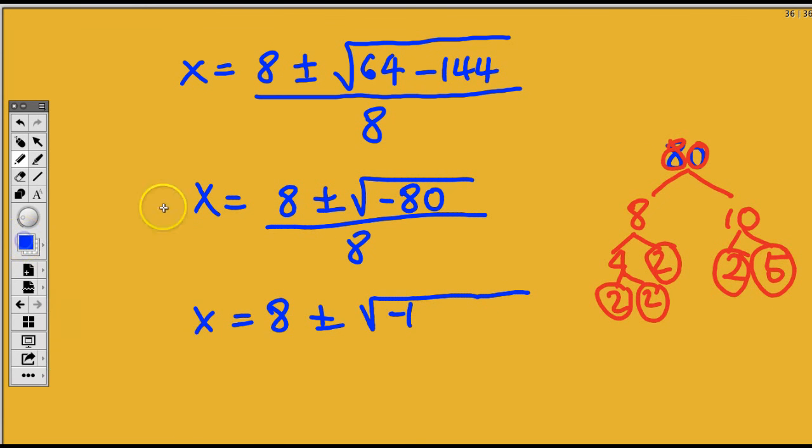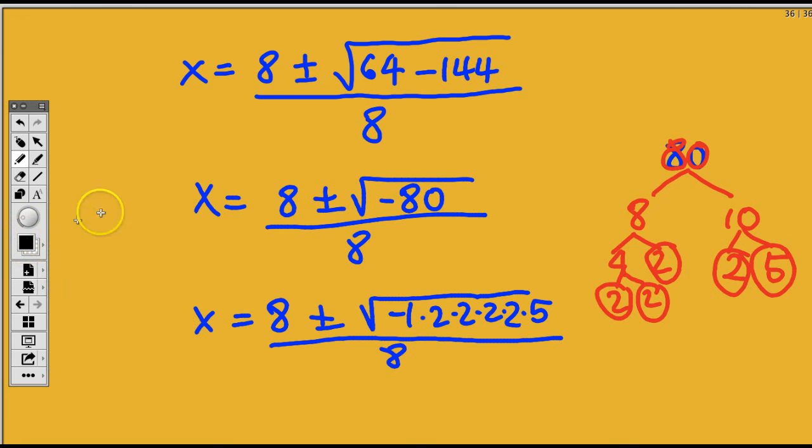So there you go. We know that negative 80 is negative 1 times 2 times 2 times 2, let me see, 1, 2, 3, 4 2's, and then a 5, and it's all over 8. Okay, so now we know who gets to escape Sleeping Beauty's castle. These two get to escape as 1. These two get to escape as 1.